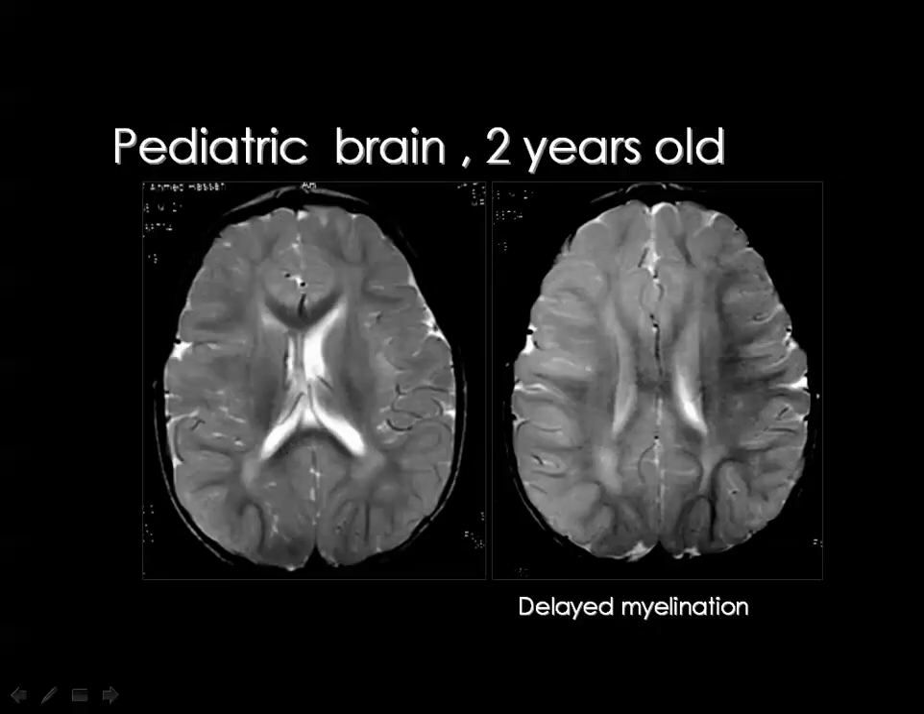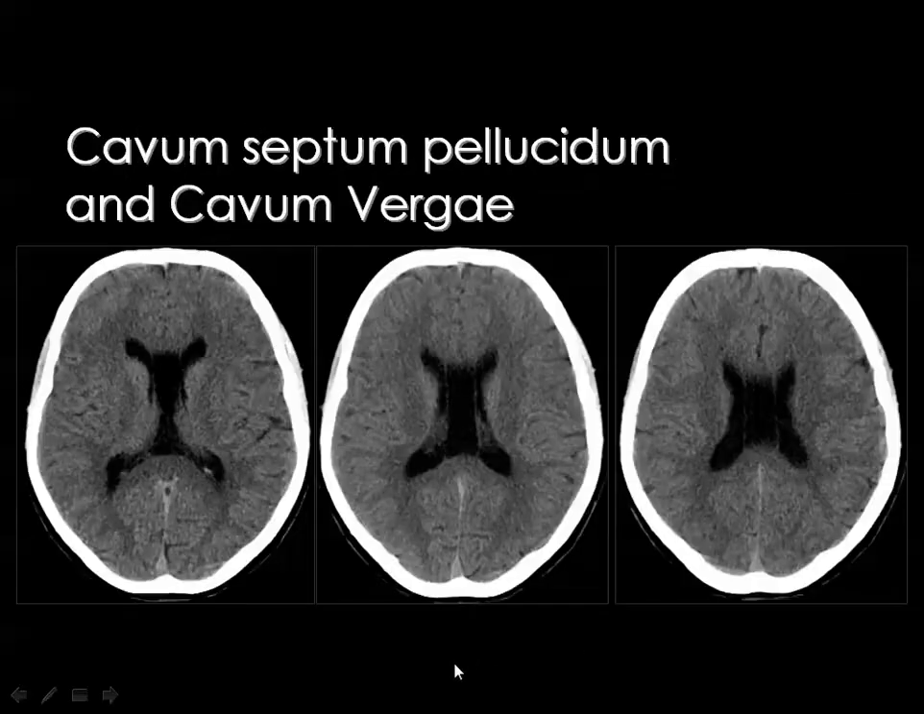And sometimes in the brain of a child 2 years old, you can see that the white matter is dark. This is normal, but you see inside the white matter some patches of bright signal, and this should be considered as areas of delayed myelination. And you should not jump to the diagnosis of leukodystrophy or demyelinating processes unless this is supported by the clinical and the laboratory findings.